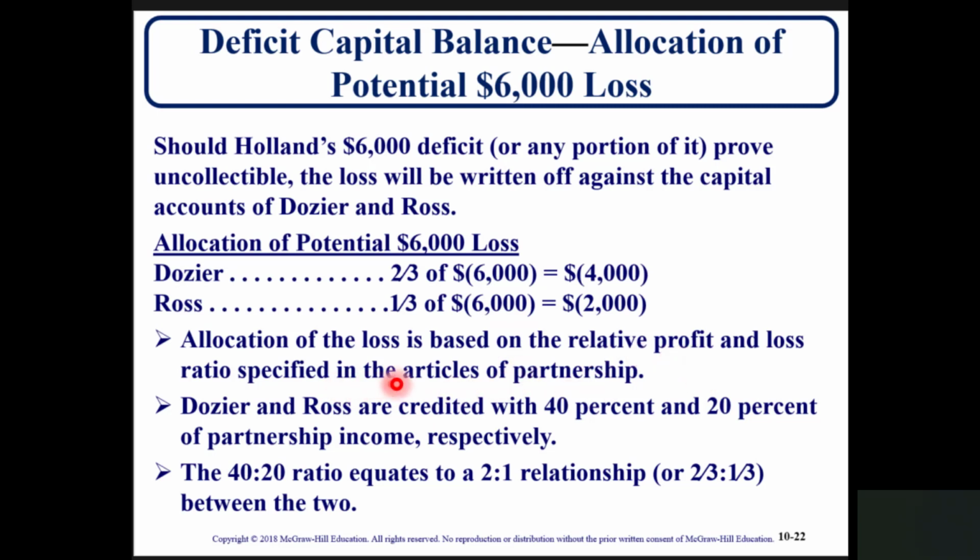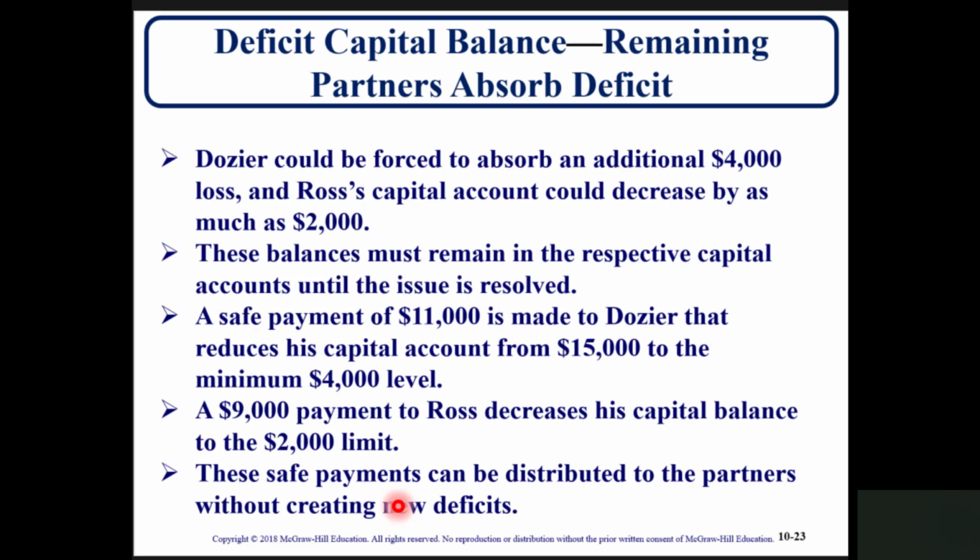And so the allocation of the loss is based on the relative profit and loss ratio specified in the articles of the partnership. So Dozer and Ross are credited with 40% and 20% of the partnership income, respectively. And so the 40-20 ratio equates to a 2-to-1 relationship, or 2/3 and 1/3 between the two. Dozer could be forced to absorb an additional $4,000 loss, and Ross's capital account could decrease by $2,000. These balances must remain in the respective capital accounts until the issue is resolved.